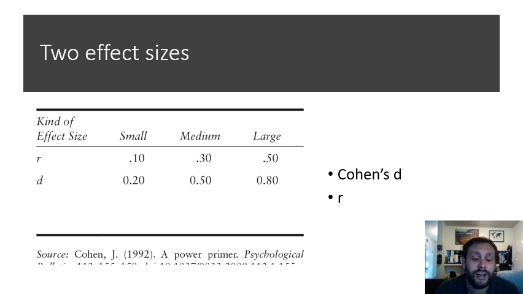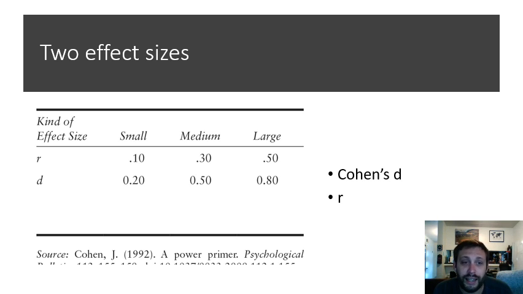So the 2 effect sizes that we'll be talking about are R and D. These are otherwise known as your R, which we learned earlier, is a correlation, and Cohen's D, which is a comparison of two mean values. So you already know what a correlation is, so I don't necessarily have to go through it anymore.